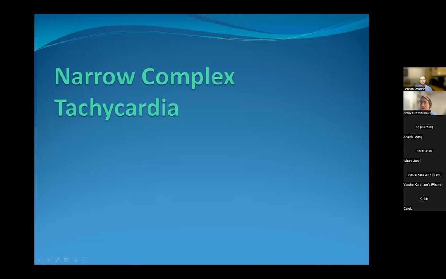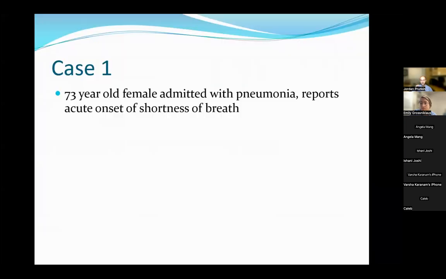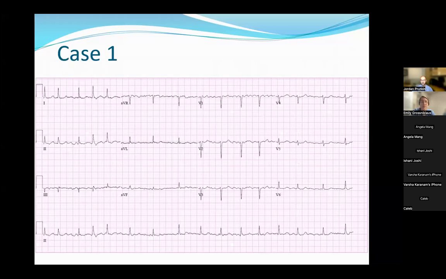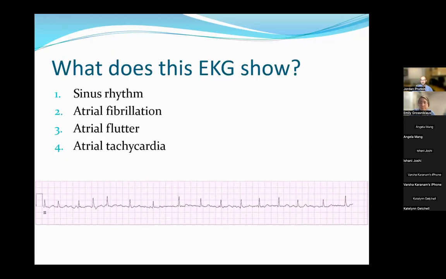All right, so if we're looking at the narrow complex tachycardia, we're going to start here. A 73-year-old woman is admitted with pneumonia, and she reports acute onset of shortness of breath when she's in the hospital. And this is our 12 lead, and we're going to do a poll question in a second. The question is going to be, what's the rhythm? And I'll give you some options here. So here's a single lead. I know we said we shouldn't do that, but you should be able to get this answer off of that. So what does this EKG show? And hopefully we're opening the poll.